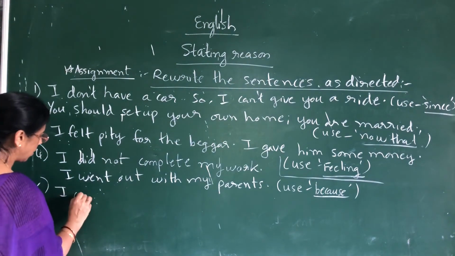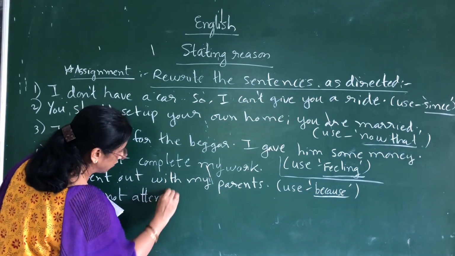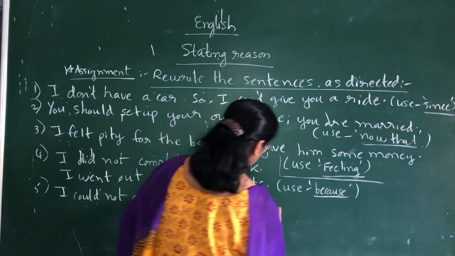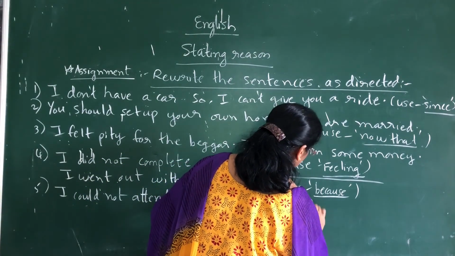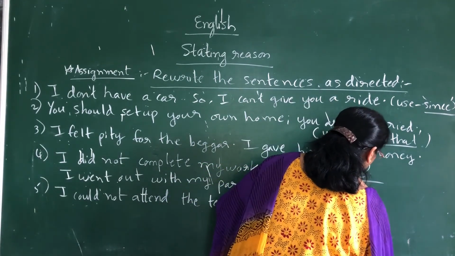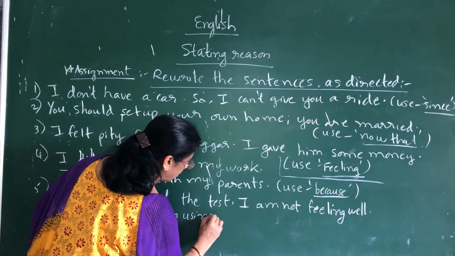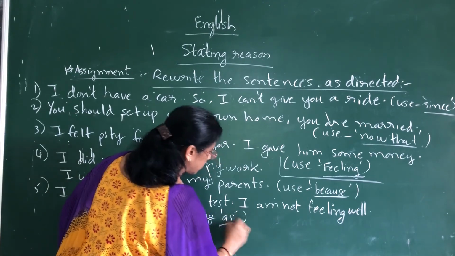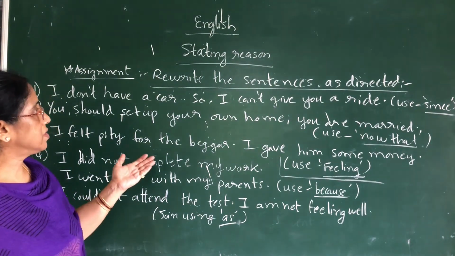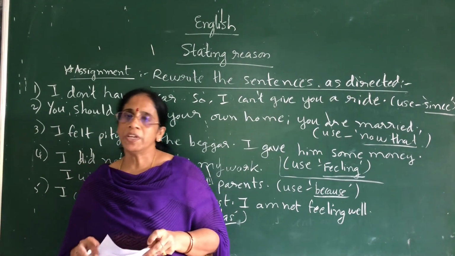The last one. I could not attend the test. I am not feeling well. Join using as. Okay, children? Like this, the questions will be given. You need to combine the sentences using a reasoning word like since, because, as, whatever is asked. Now complete this and send it to me.